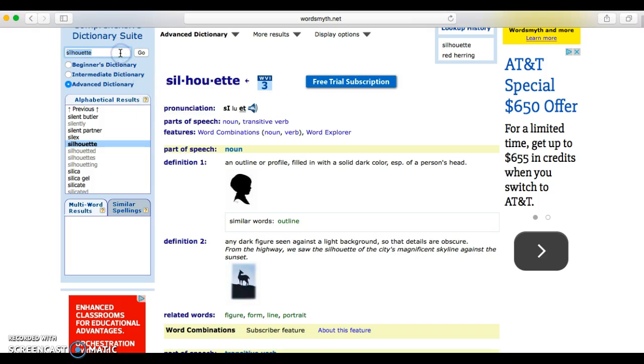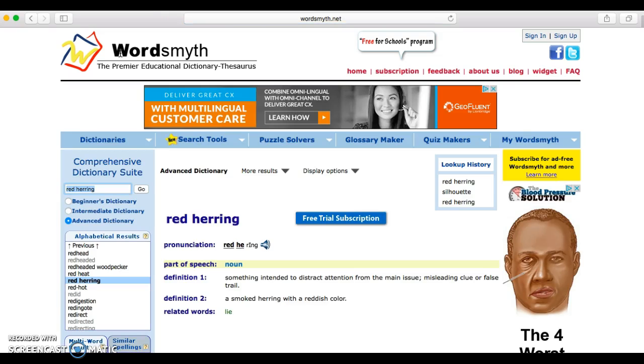And also, instead of just words, it can also look up phrases, like red herring, which was in the poem for And Then There Were None. They didn't really think about it, but this shows how to pronounce it. Red herring. Okay, and then they could look at both of them. So something intended to distract attention from the main issue, misleading clue, or false trail.